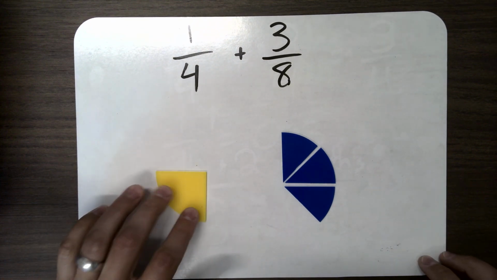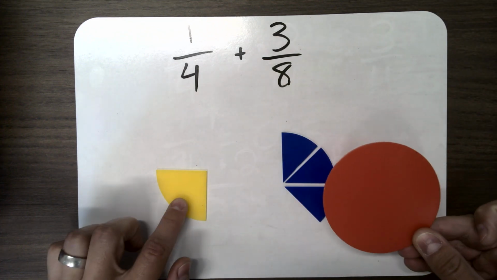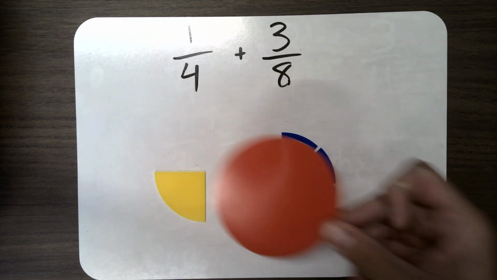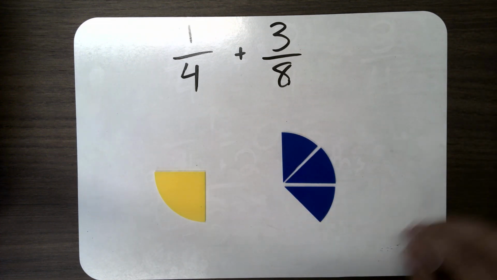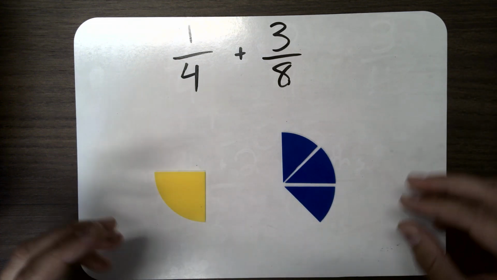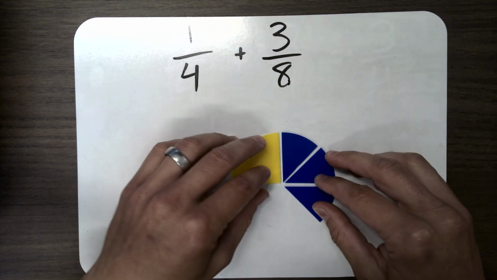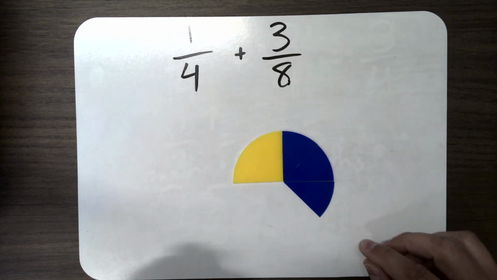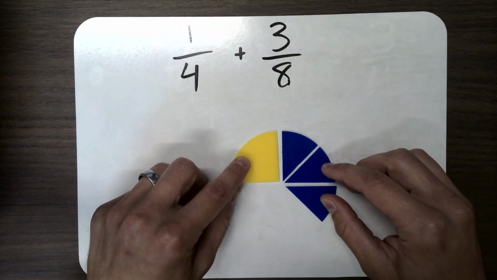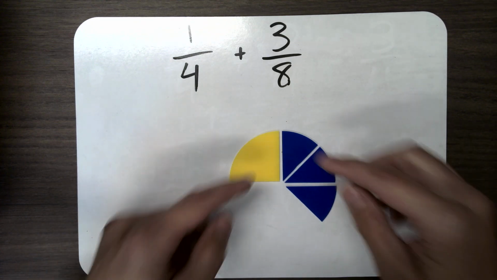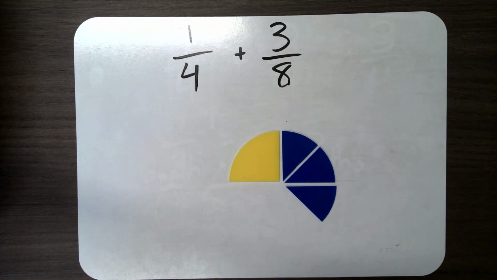So here we have our 1/4 as just a circular area model. This is 1 out of the 4 equal parts that would make up this whole. This is 3 out of the 8 equal parts that would make up this whole. So here we have 1/4 and 3/8. If we want to add these, combine these, we see we have 4 parts. But what would we call that? Like what would we call these? They don't have the same name because they're not the same size.